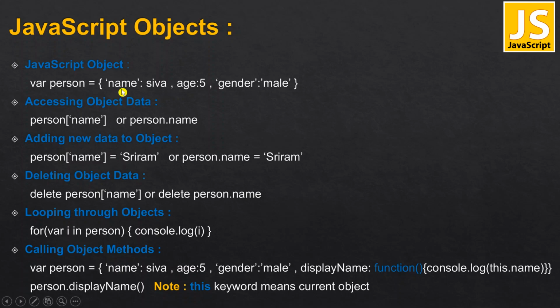Okay, and the name should be a string, and the value should contain any data type, like it may be a string, a number, or a boolean. It may be an object, or it may be a function, like that, but the key should be a string. Okay, so that is a JavaScript object. So we had initialized the JavaScript object like this.